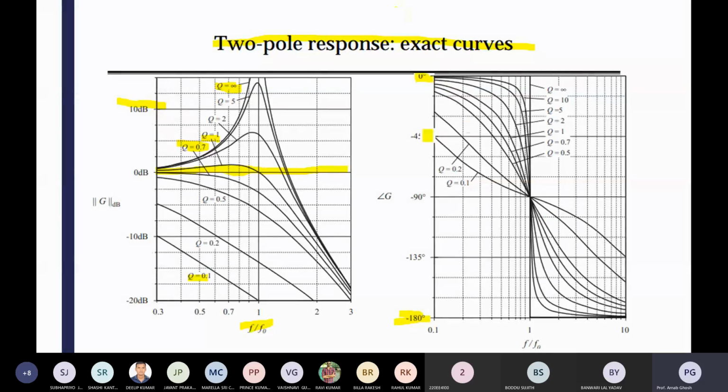Okay, so starting from 0, it is like that, starting Q equal to infinite, Q equal to 10, 5, like that way. So if it is 180 degrees, then like that way, starting from 0 and completed up to 180. It is your angular, means polar plot, and it is your magnitude plot.